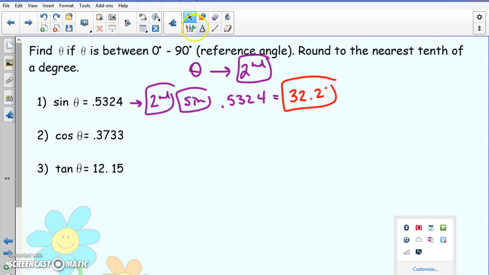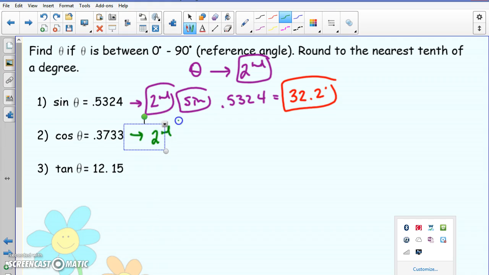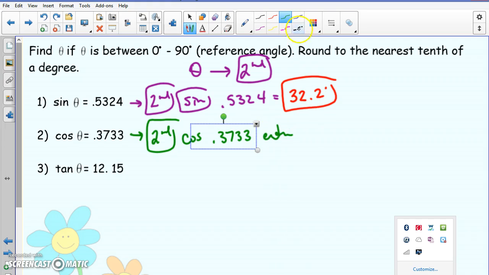So when I take a look at the second one, again, I'm looking for an angle value. So I have to hit the second key first. So hit second, cosine, 0.3733. And then I hit enter, and I forgot to write that last time, but we hit enter, and we get a degree value of 68.1.